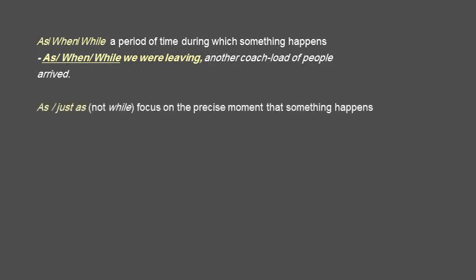We can use as or just as, not while, to focus on the precise moment that something happens. We don't choose while in this case because it does not focus on a specific moment. Here is an example sentence. Just as, or as I was leaving, the phone rang. In this sentence, we used as or just as to focus on the specific moment during which I was leaving. As or just as indicated that at that precise moment of leaving, something happened, which was the phone's ringing.